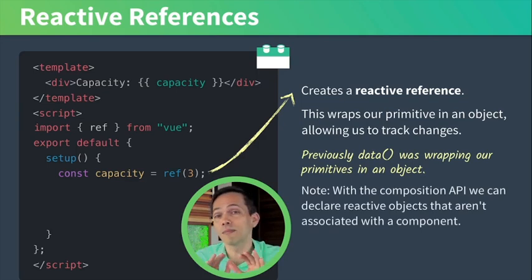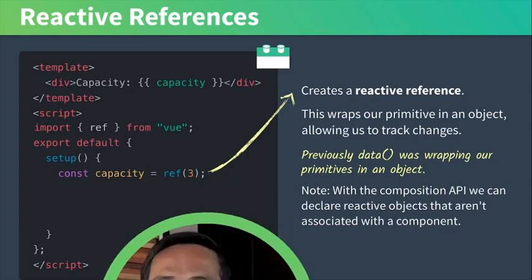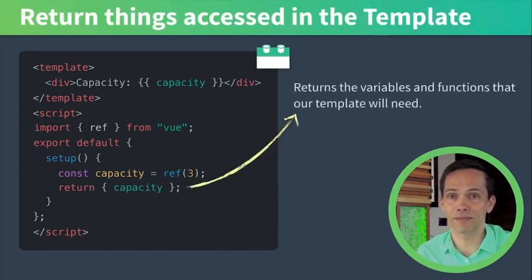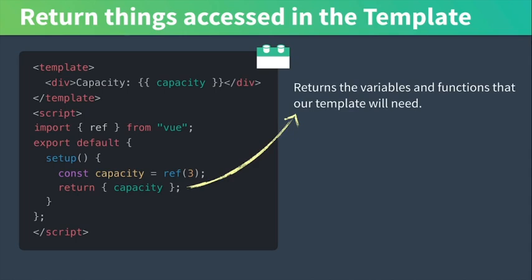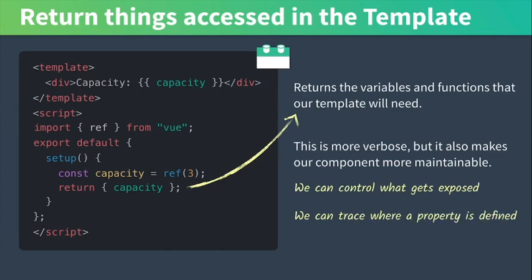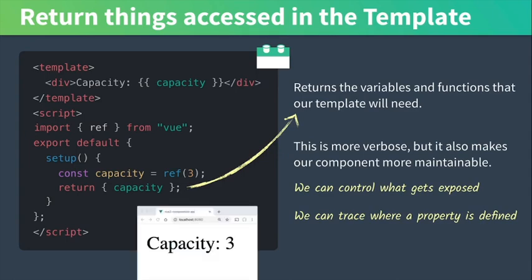As a side note, with the composition API and the way Vue 3 does reactivity, we can now declare reactive objects that aren't associated with the component, which is quite powerful. Lastly, our setup method needs to return anything that needs to get accessed from the template. So in this case, it's capacity. You might initially think this is more verbose, but it also makes our component more maintainable, since we can control what gets exposed in our template, and we can more easily trace where a property is defined. In our browser, everything is working.